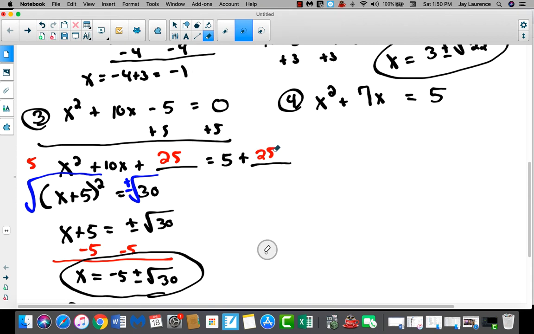Well, then you'll just type in -5 plus the square root of 30. Get that decimal, round it appropriately, and then do the same for -5 minus the square root of 30.